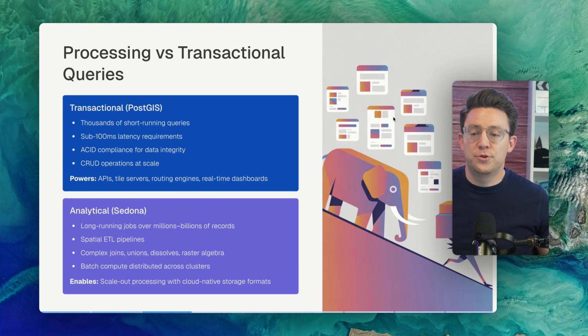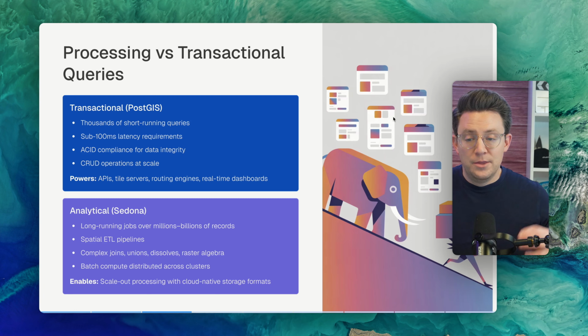Now, when I think about transactional, that's where you can do thousands of short running queries. There can be many of them running at once. So if you have thousands or tens of thousands of people accessing the same database, they can ask those questions. Postgres is meant to handle that. It's very fast. You need that sub-millisecond latency. You need it to get the data right now. That's what databases are really excellent at. You have all the things from CRUD and ACID built into that. So it allows you to do a lot of different things, from APIs to tile servers to routing engines and all these different pieces. That's what I'm thinking of when I think of a transactional workload.